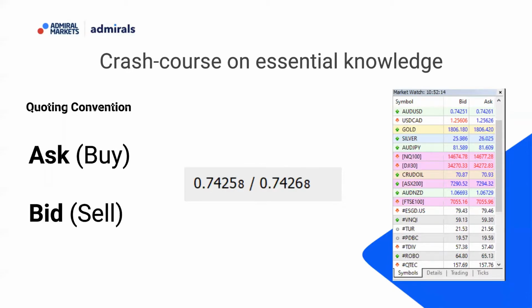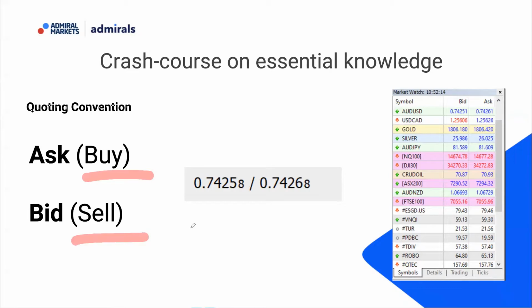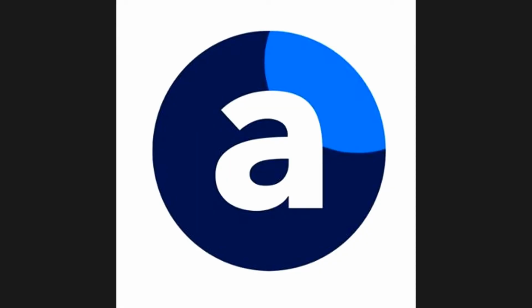So what we're going to look at first is a crash course on essential knowledge. We'll start first with reading price quotes. I will presume that a lot of you already know this, but for those of you who don't, very quickly: ask price, bid price. You might hear these words thrown around. In other words, they just refer to our buy and sell prices. On the platform, MetaTrader does outline the prices in the Market Watch column. So you can see clearly which is the bid, the sell price, and which is the ask, or buy price. You'll also see the prices are in twos.